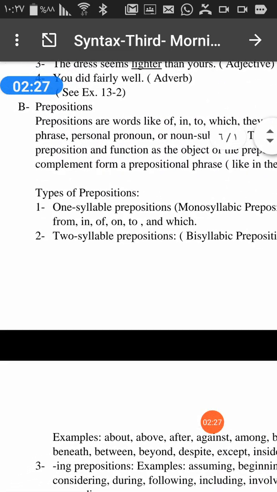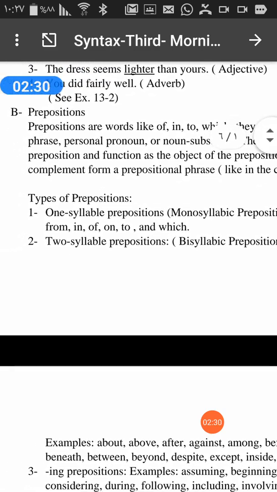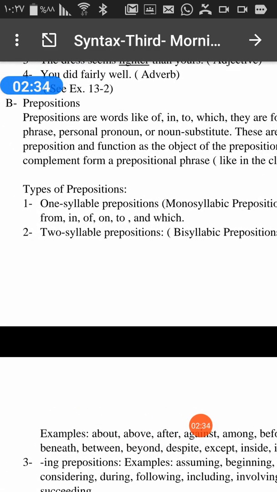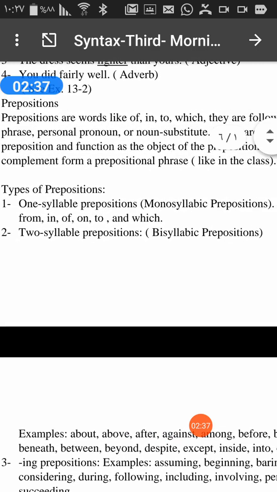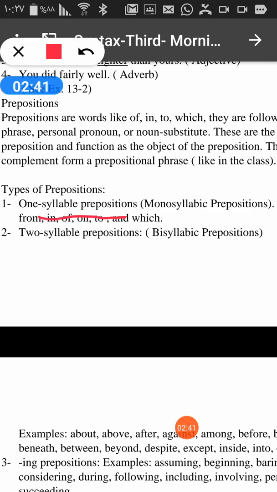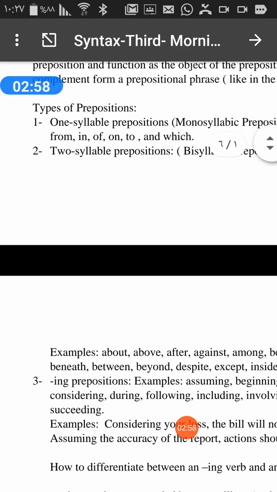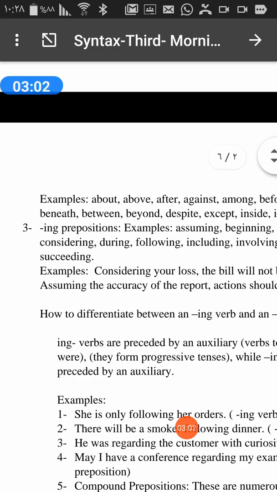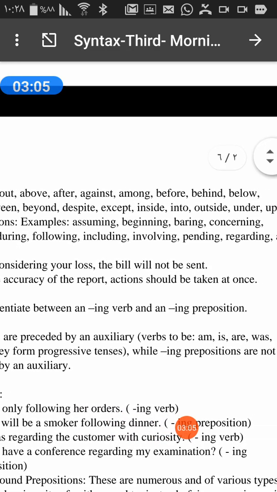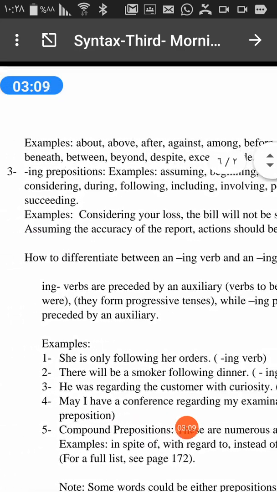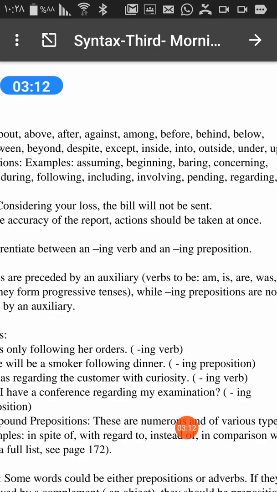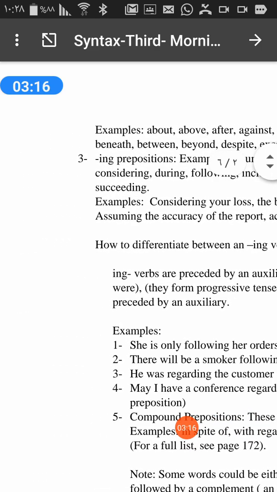Now we talk about types of prepositions, أنواع حروف الجر. Number one, only one syllable prepositions, which are called monosyllabic prepositions. And then the two syllable prepositions, called bisyllabic prepositions, etc. And then number three, we have the ing prepositions. Examples like assuming, beginning, barring, concerning, considering, during, following, including, involving, pending, regarding, succeeding.